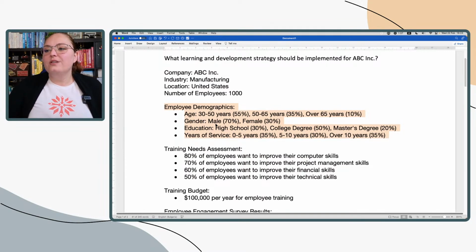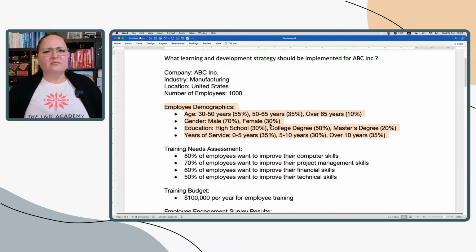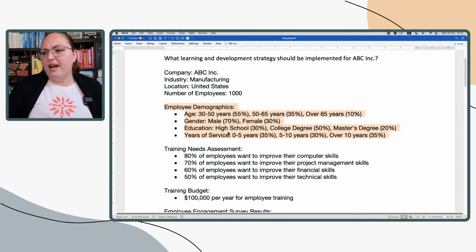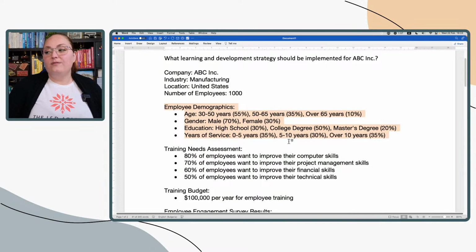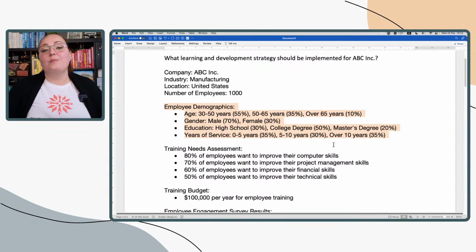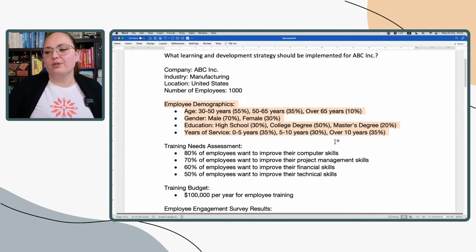Okay, so gender, male 70, female 30. To be expected, especially in manufacturing. Education, high school 30, college degree 50%, master's degree 20%. Years of service, so the tenure, and this is important. So we have 35% between 0 and 5 years, 30% between 5 and 10 years, and over a third of people have been with the company for over 10 years. So again, this goes back to who our demographics are, who are the people working for this company.